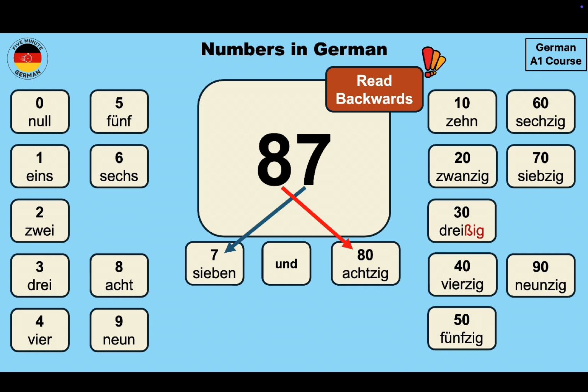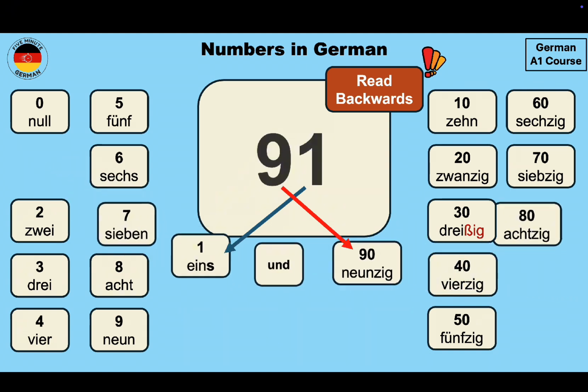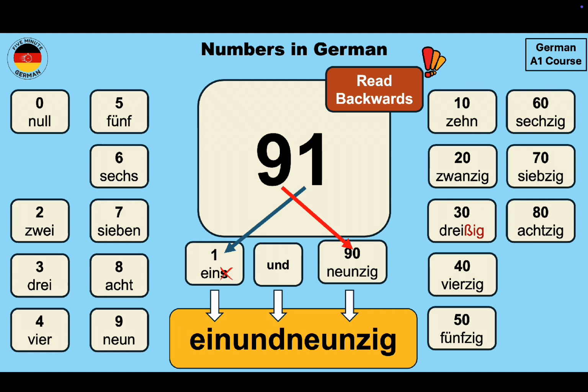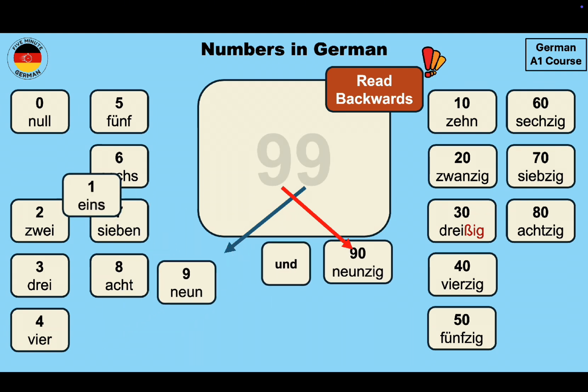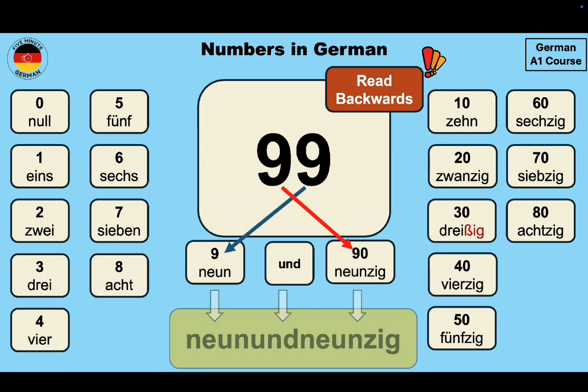Let's take another example. So the number 87. Again the same pattern. So 7 will be at the start and 80 will be at the end, and both of them will be connected with an und in between. So it will be 87. Let's take the number 91. In this case again we will remove the s from the eins and it will then become 91. The number 99 will be pronounced as 99, again with the 9 at the start and the 90 at the end. So it will be 99. And here I have separated them so that you are able to differentiate between the different numbers.